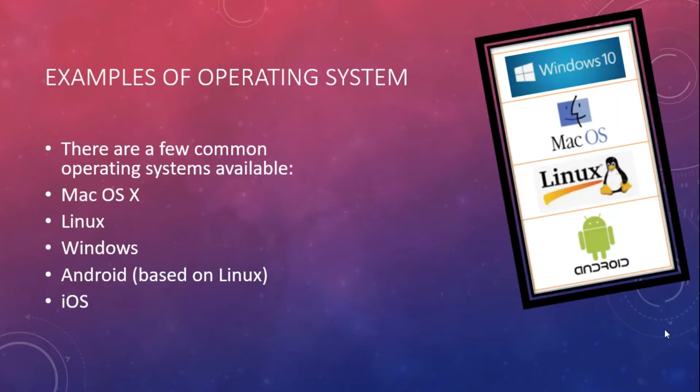These are some examples of operating systems. The first one is Mac OS X, which is for Macintosh users. The second one is Linux, which is a free operating system available for installation on desktop computers, even laptops. Next one is Microsoft Windows, and the most recent one is Windows 10.